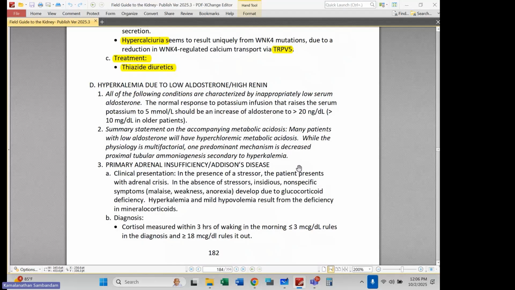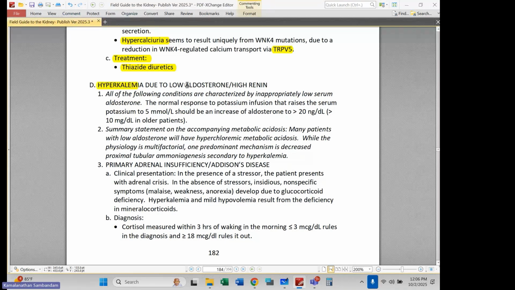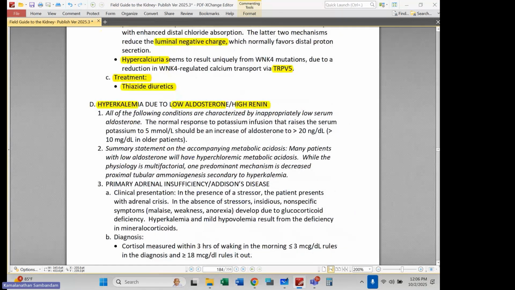And that next branch will be cases of hyperkalemia that have low aldosterone and generally high renin. I'll put it that way, generally high renin. So, as this summary statement says, we have low aldosterone in these set of causes of hyperkalemia.